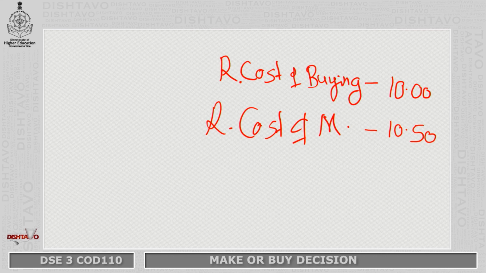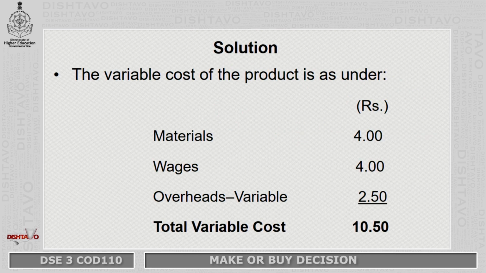Now, before going to the third question which they have asked, we can have a small summary of what we have done. Okay. So, let us look at this. See, this is what I have done. The variable cost of the product is as under. So, variable cost here means the relevant cost, which includes material 4 rupees, wages 4 rupees and overheads variable cost 2.50. So, total variable cost came to 10.50, that is the relevant cost.